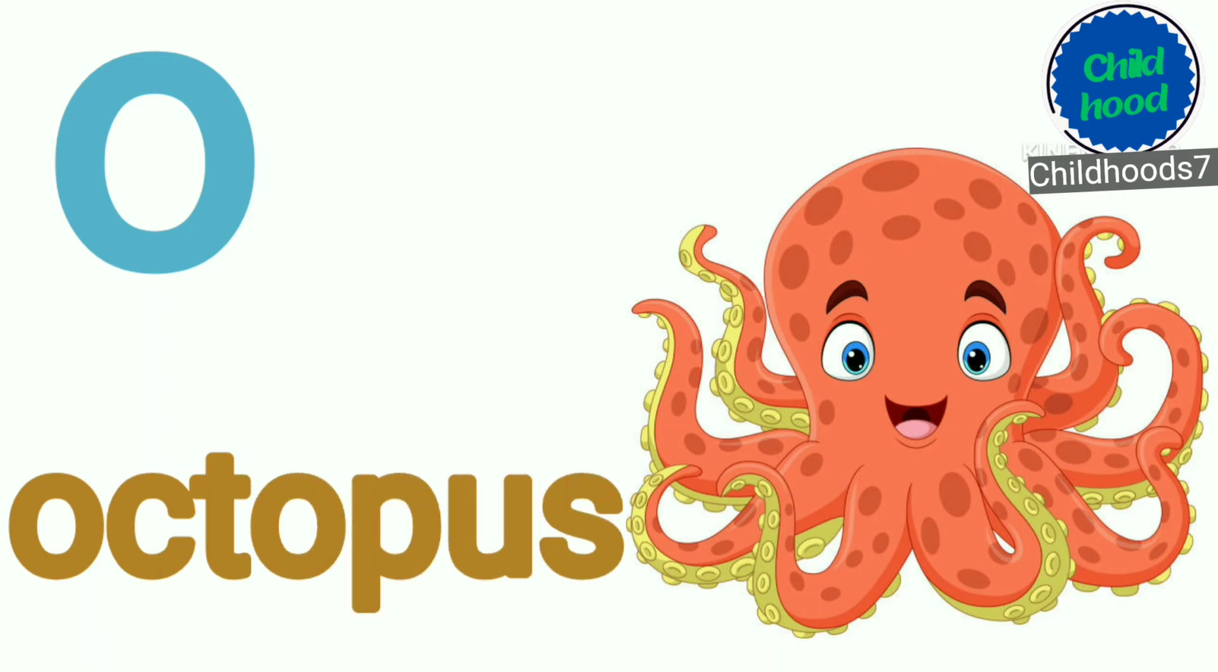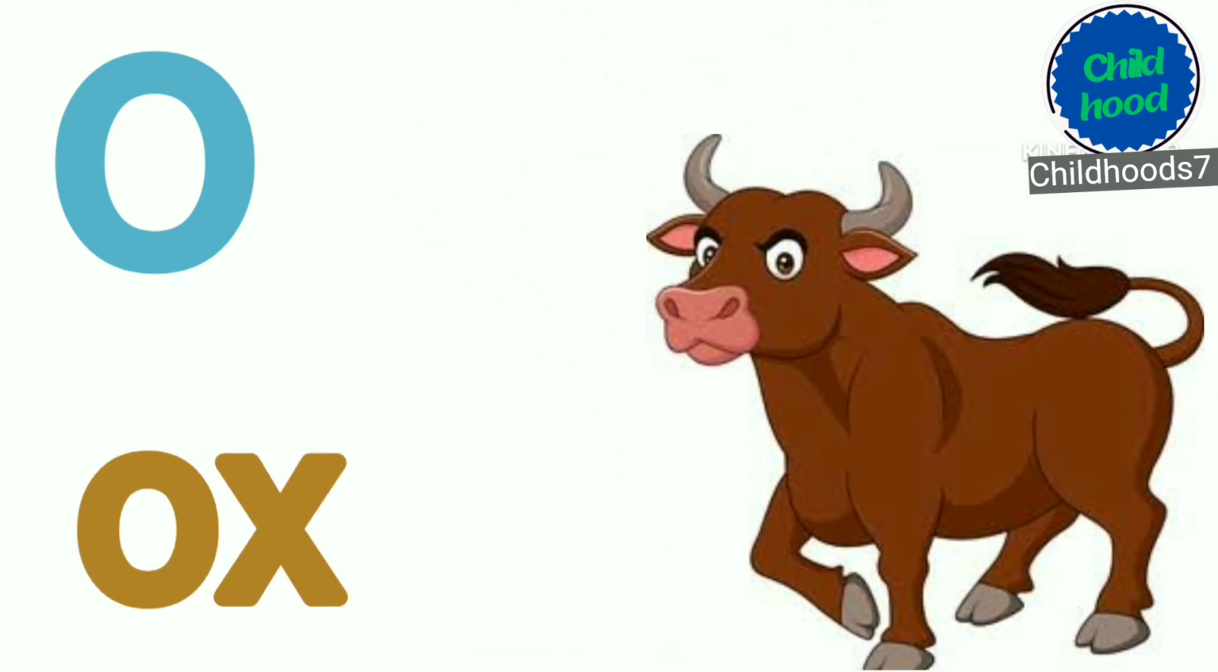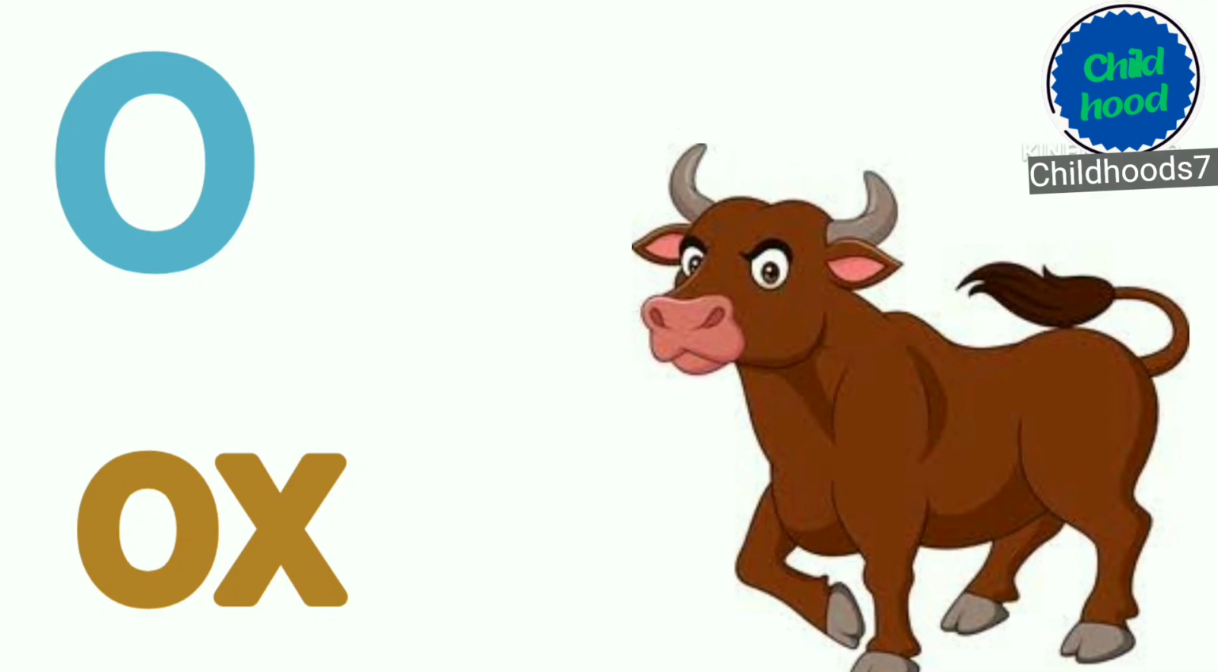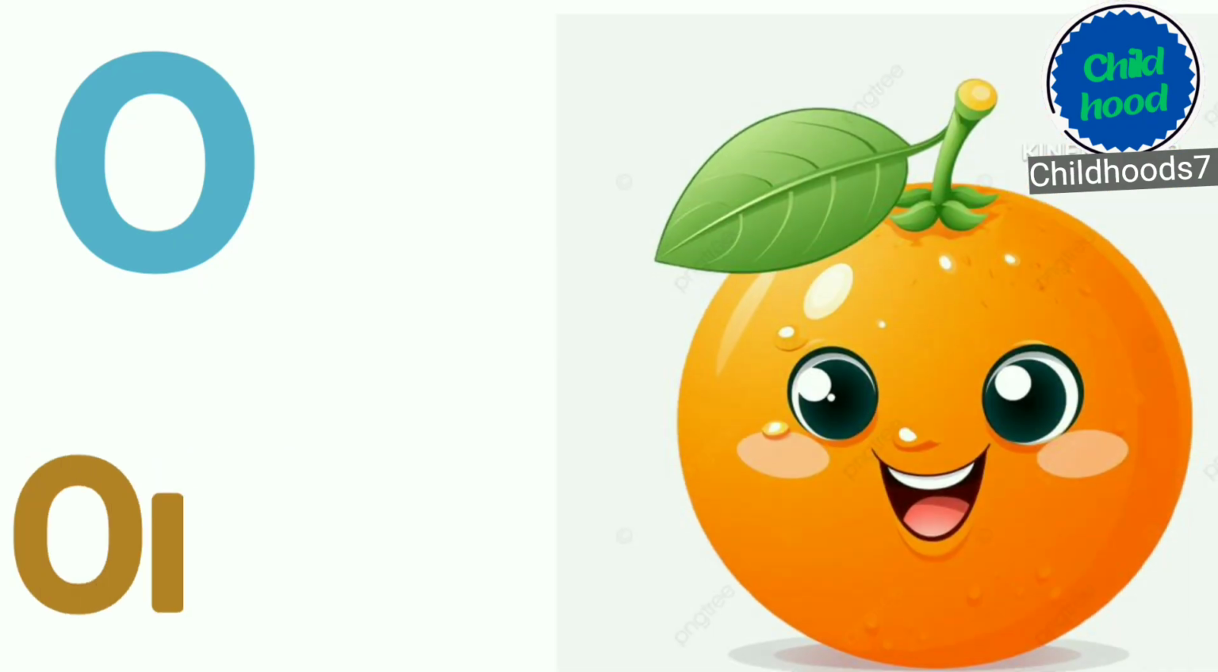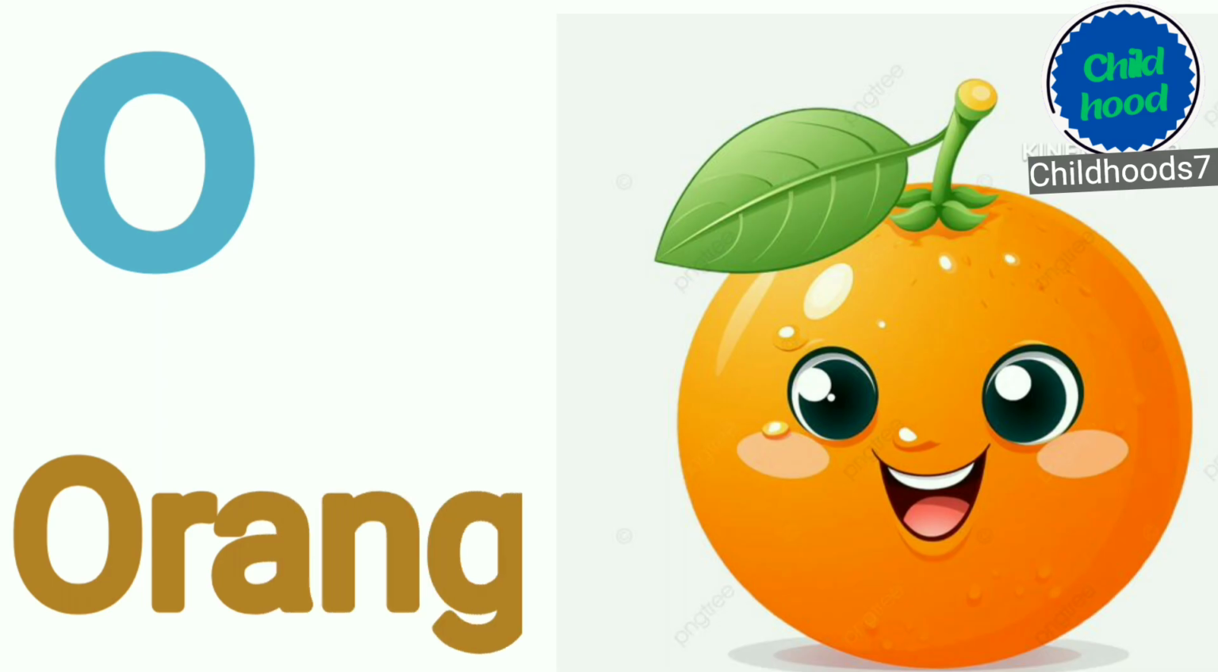O for octopus. O-C-T-O-P-U-S. Octopus. O for ox. O-X. Ox. O for orange. O-R-A-N-G-E. Orange.